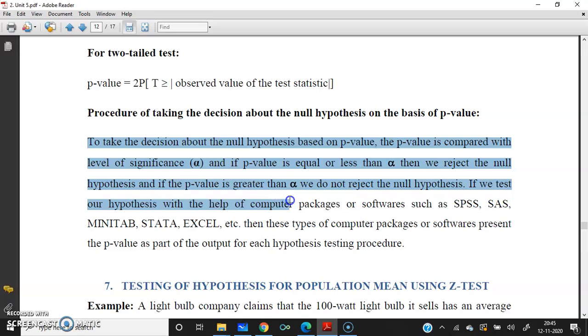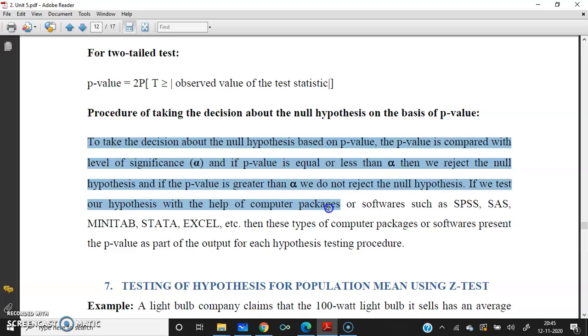And if the p-value is greater than alpha, that is, we want to take 0.01 but the p-value is 0.015, so 0.015 is greater than 0.01, therefore we do not reject the null hypothesis in this case.